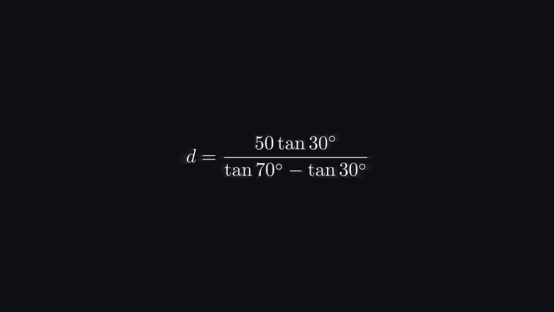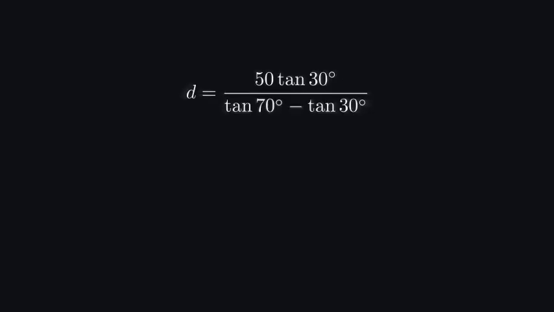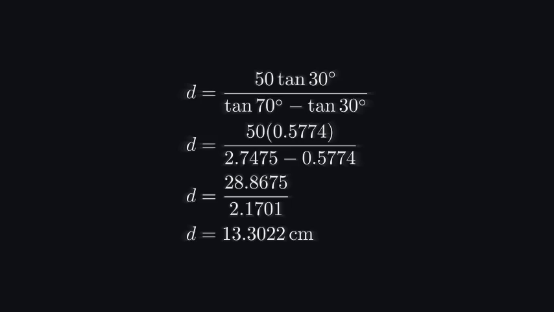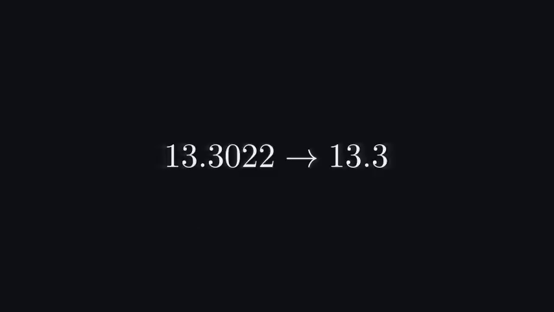Continue the aligned calculation. The next steps are shown one line at a time. d equals 50 tan of 30 degrees over tan of 70 degrees minus tan of 30 degrees. d equals 50 times 0.5774 over 2.7475 minus 0.5774. d equals 28.8675 over 2.1701. d equals 13.3022 centimeters. 13.3022 goes to 13.3.